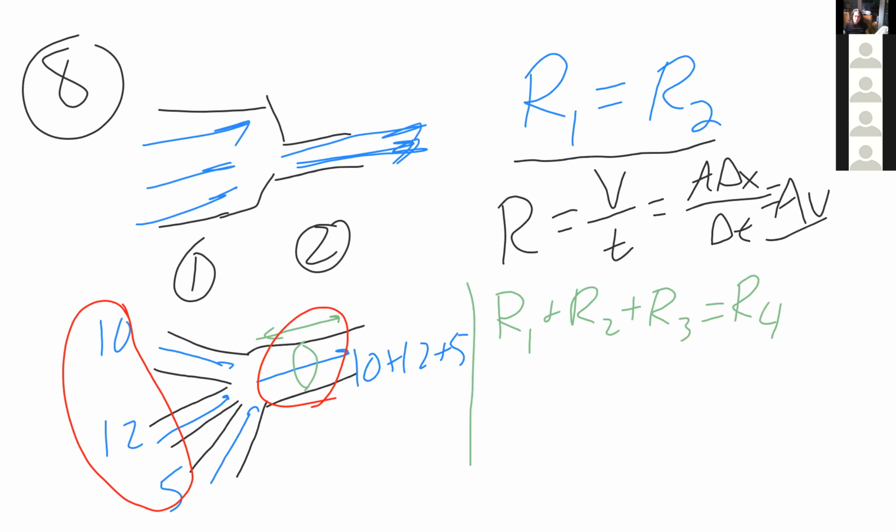And I already did this calculation for part A. Now I can go ahead and, okay, I'm back there.